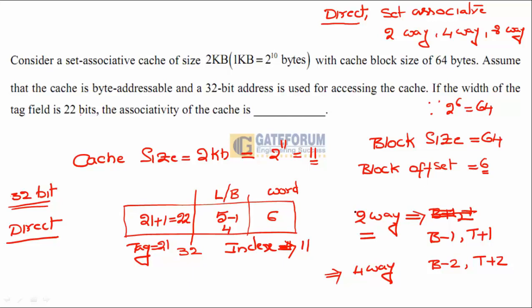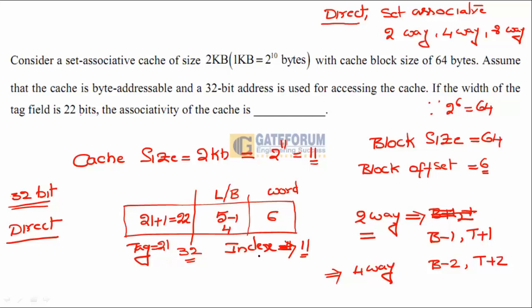Once again, how to solve this question? Initially, you need to draw the block diagram of the address. The total address is equal to 32. Initially, it gets divided into two fields: one is index and the other is tag. What is index? Index is the total number of bits that are required to represent the cache. The number of address bits for the cache is equal to 11. So the index is equal to 11. The remaining will be tag. Tag is initially equal to 21.